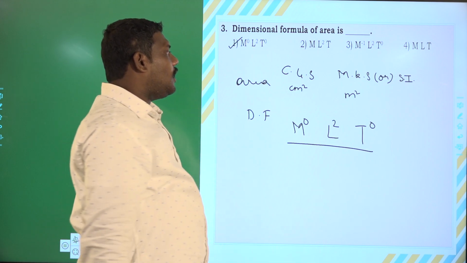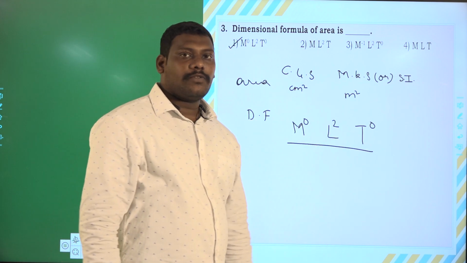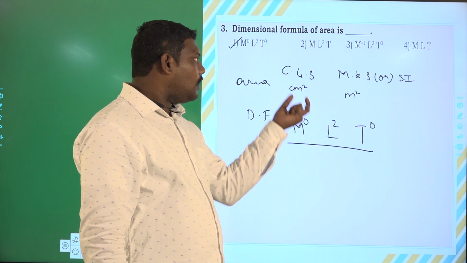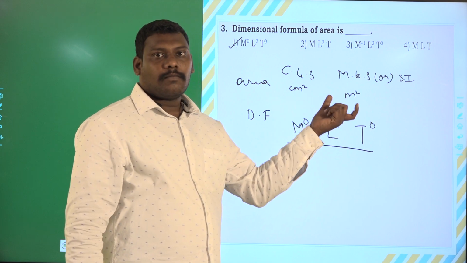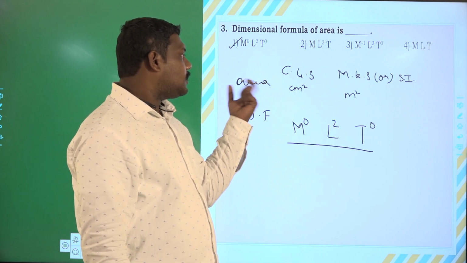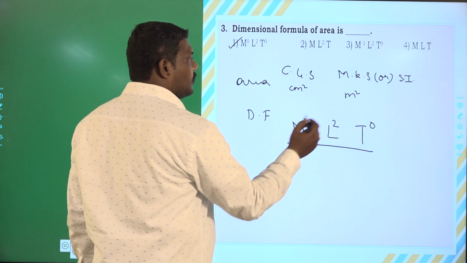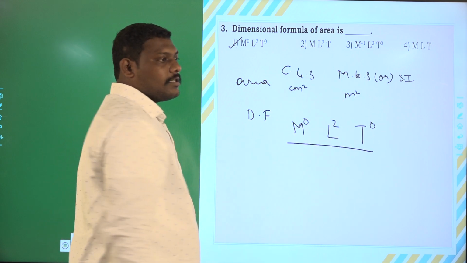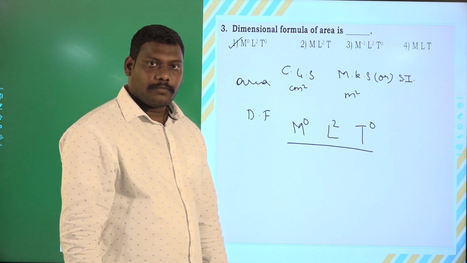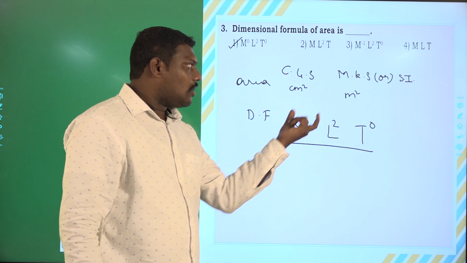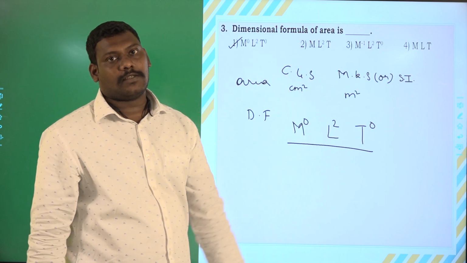Now why I have taken two different systems and compared is because this dimensional formula doesn't depend on the system of units in which you are measuring this physical quantity. So this dimensional formula is not depending on CGS or MKS systems. It is independent of it. You can get this dimensional formula if you are using CGS or MKS or SI or FPS, right?